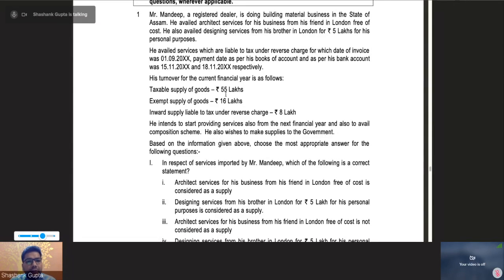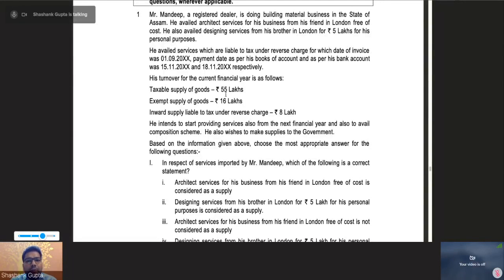He availed services which are liable to tax under reverse charge, for which date of invoice was 1st of September. Payment date as per his books of account and as per his bank account was 15th of November and 18th of November respectively. So here it looks like in the second para, they are wanting to point towards time of supply in case of services covered under reverse charge.